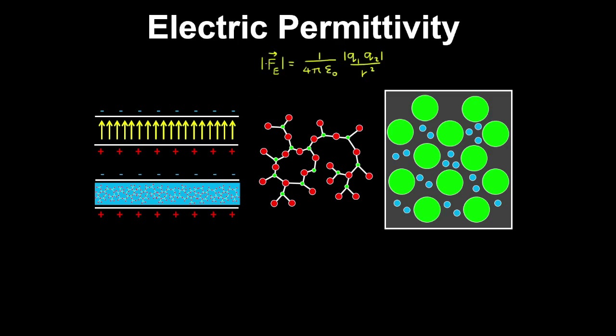Now similarly, the electric field due to a single charge, so for example charge 1, can be written as follows.